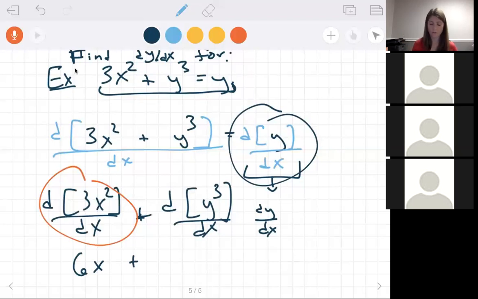Then on the derivative of y cubed with respect to x, first differentiate with respect to y. So if we were looking at the derivative with respect to y, we would have 3y squared. Then, anytime your variables don't match, follow it by the derivative of your inner function, or the derivative of your y with respect to x.